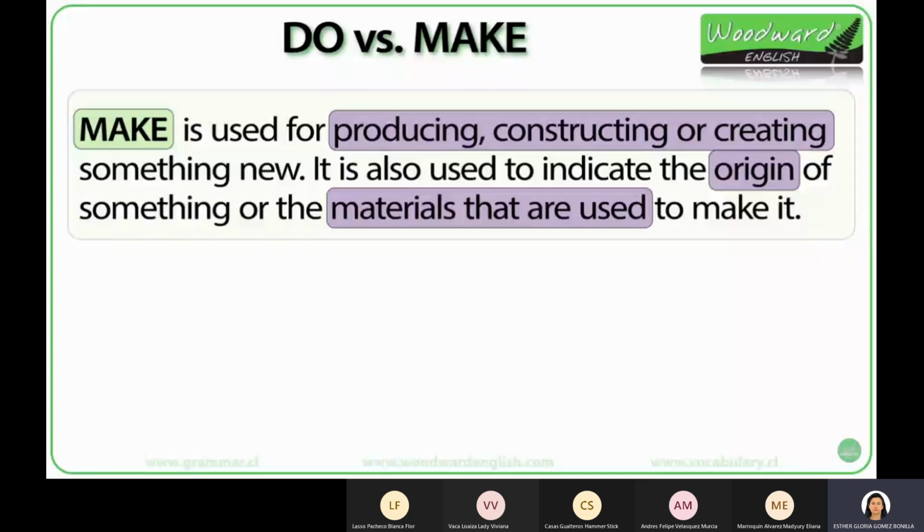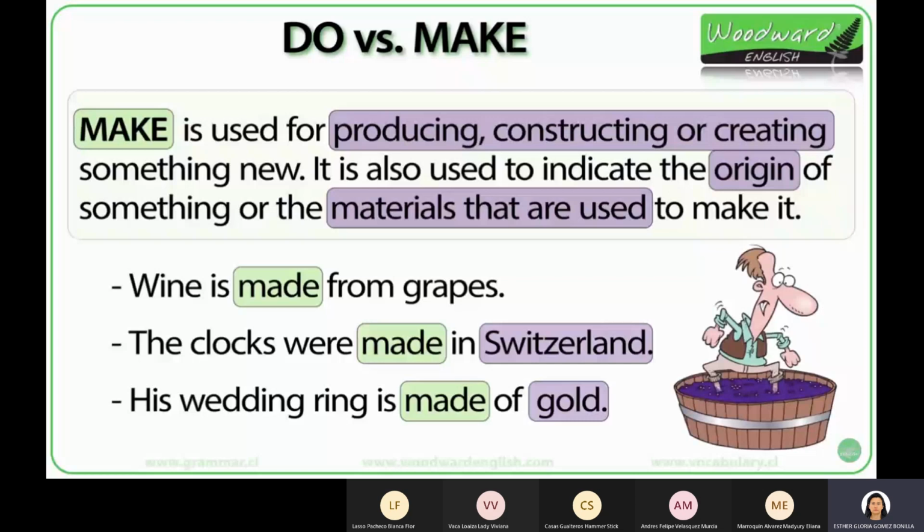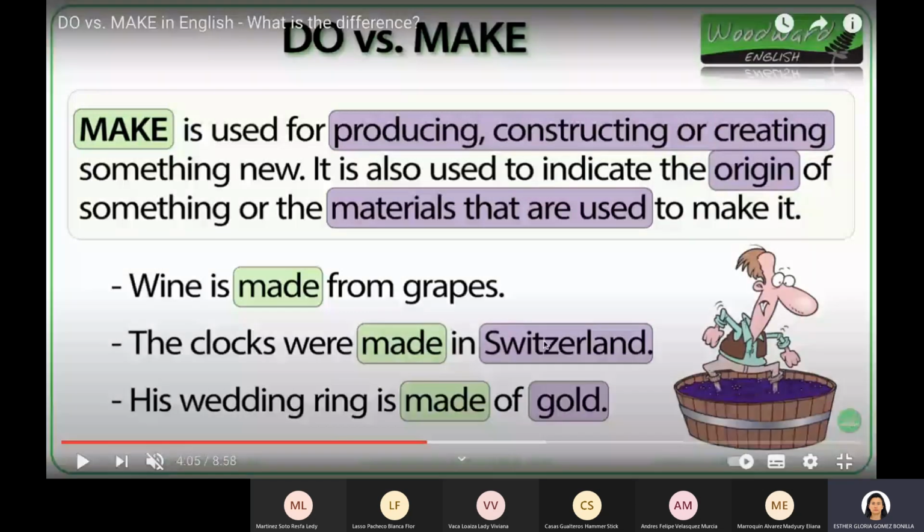For example, make the table. I am going to make a design. I am going to make a door. Wine is made from grapes, which refers to producing something. The clothes were made in Switzerland, which refers to the place, the origin, no? Made in Italy. The t-shirt was made in Medellin, for example. And his wedding ring is made of gold. So here make is used in order to express the material. The chair is made of plastic, or the chair is made of wood.